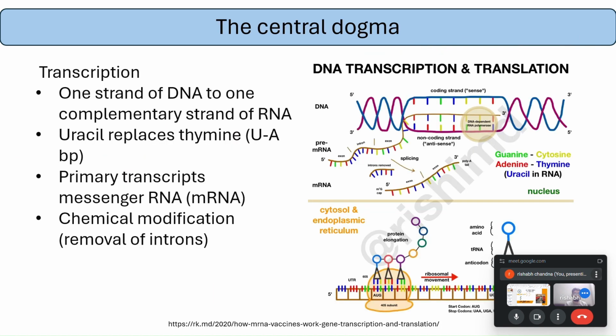So now moving on, we'll discuss in a bit more detail transcription and translation. So first, this is the DNA that we are talking about, and here we have two strands. One is the coding strand and one is the non-coding strand. So first, what happens? The DNA dependent RNA polymerase, because DNA is the template, and what is being formed? RNA is being formed from DNA as a template.